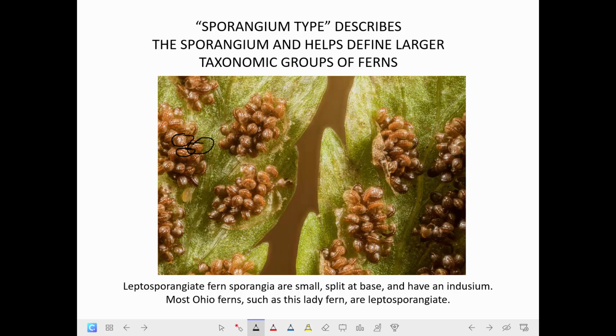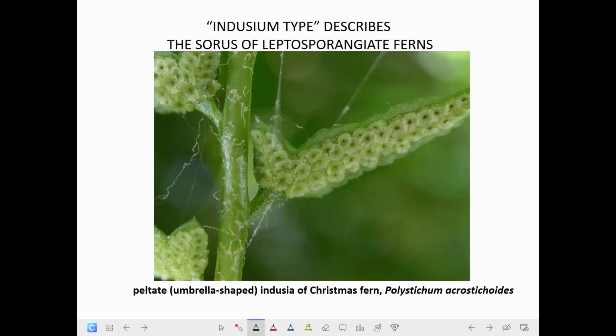And hopefully you can see in this image that they have this belt of tissue called the annulus. They're very small, these sporangia, so we usually look at the way in which they're aggregated. So there is a flap of tissue that covers the sori when they're developing, and it's called an indusium. Sometimes it's more obvious to tell than others, and the shape of the indusium is kind of reflective of the shape of the sorus, so we refer to it as the indusium type or the sorus type, sometimes semi-interchangeably.